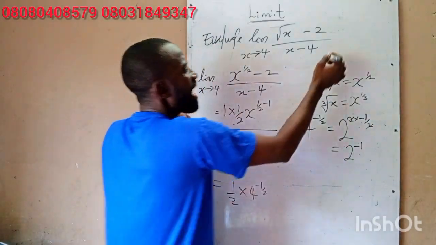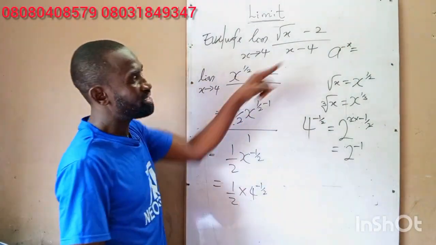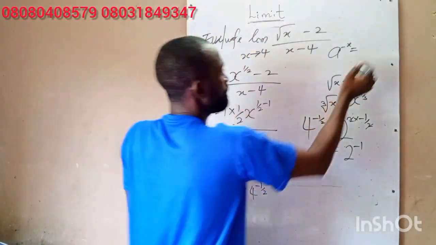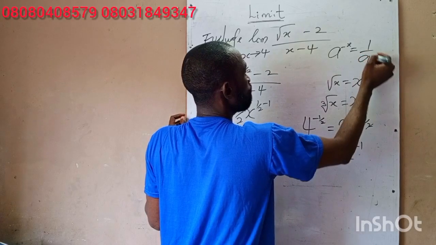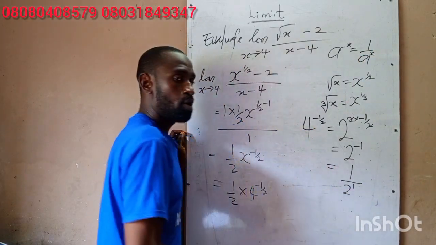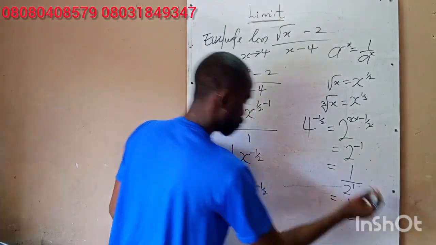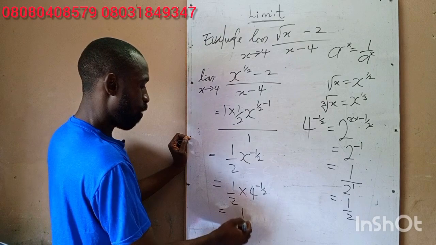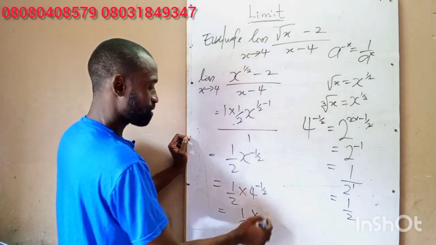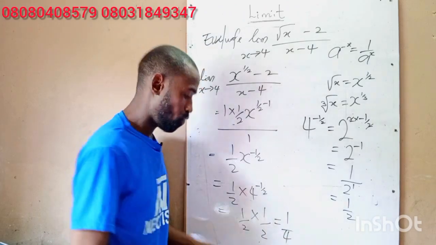If I have a raised to power minus x, that is what we call the negative power rule. That will be 1 all over a raised to power x. So this becomes 1 over 2 raised to power 1. What is 2 raised to power 1? That is 2. So I have 1 over 2. So this is the same as 1 over 2 times 1 over 2, and our final answer will be equal to 1 over 4.